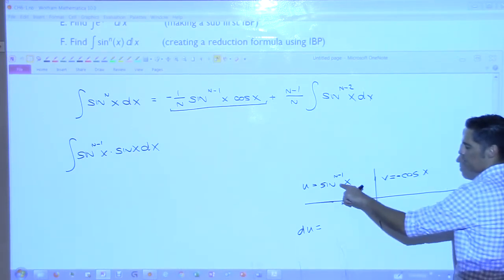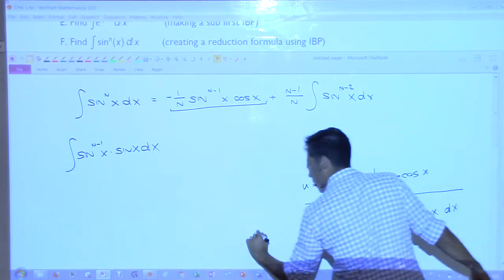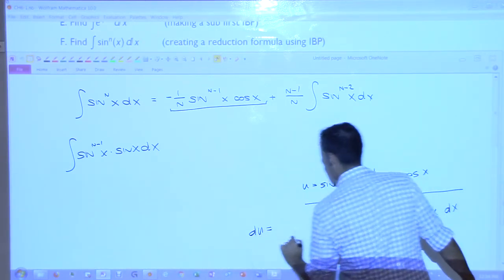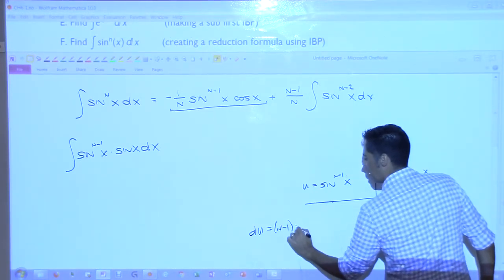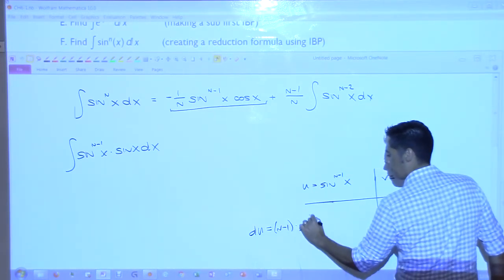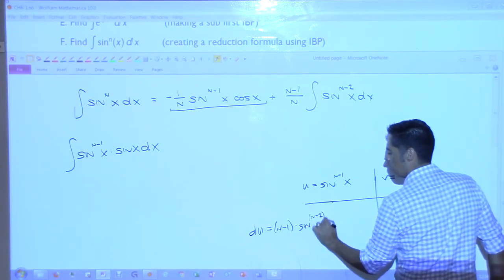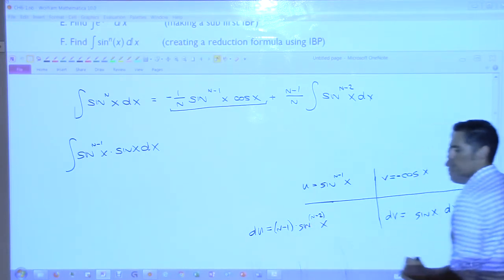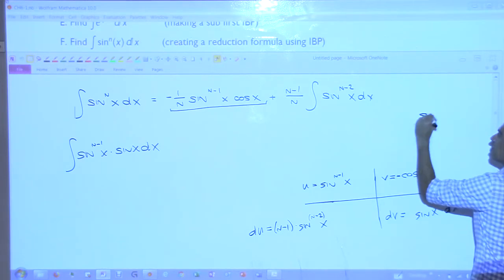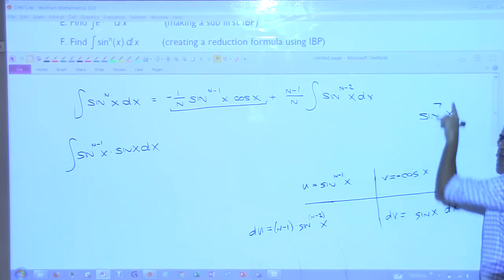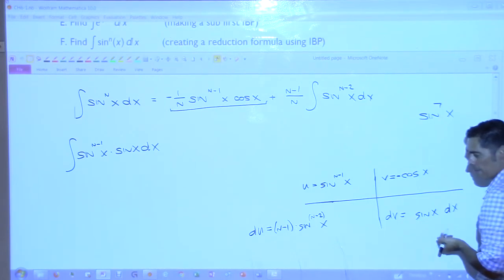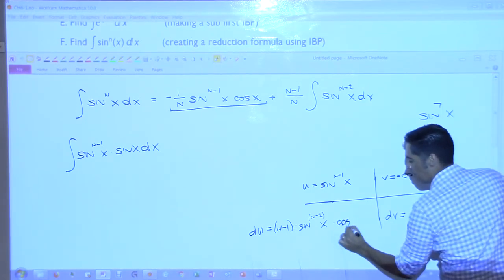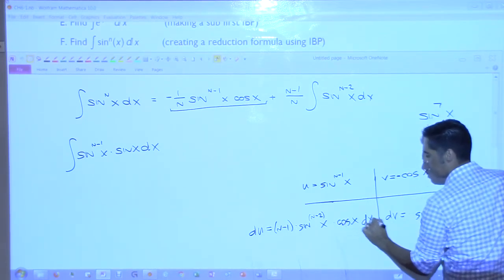So how would we take the derivative? Let me get more room here. du is, the power comes out, right? N minus 1 times sine to the what? N minus 2, right? The power comes down by 1. So imagine that was sine to the 7th x. The derivative would be 7 sine to the 6th x times cosine of x dx.